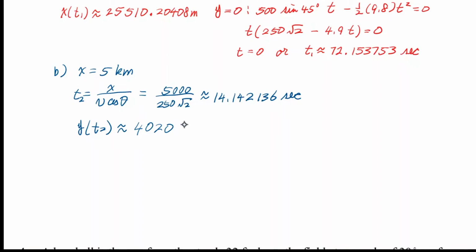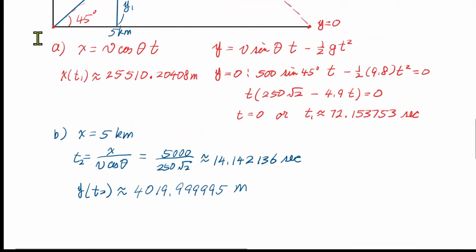I got 4019.9999995. So 4019.9 repeating, and a 5 at the end as the sixth? 99999 and 5, like that? That's what I got. Okay. I got 4020 on the Dropbox note, so this looks more like it. Wait, so you plug that into the original formula, Y? Yeah, Y equals V sine. Okay.